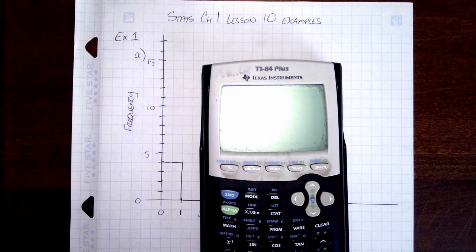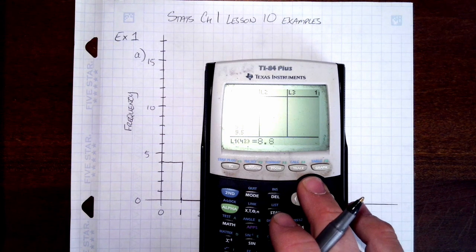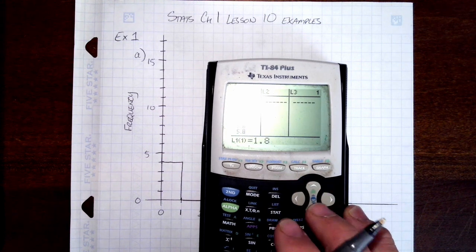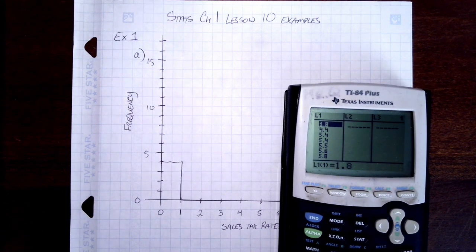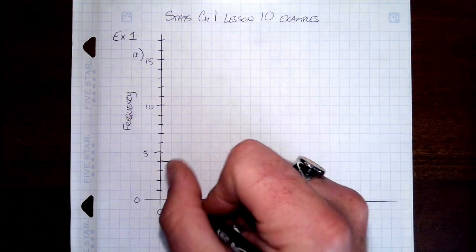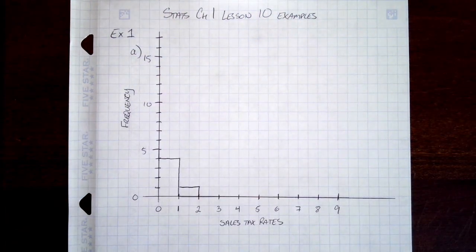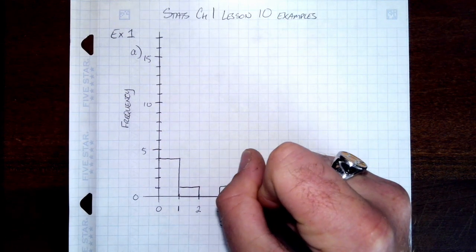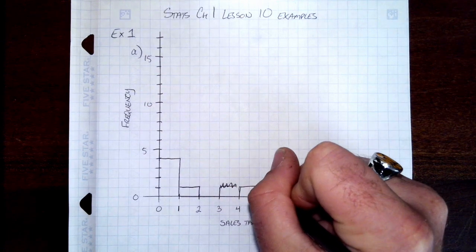To speed that up, I have copied all of these numbers into my calculator, and I've sorted the list in ascending order so that we can go. There's only one number between 1 and 2, 1.8. So we just have 1 in there. We have nothing between 2 and 3, nothing between 3 and 4. 4.4 is a number between 4 and 5.